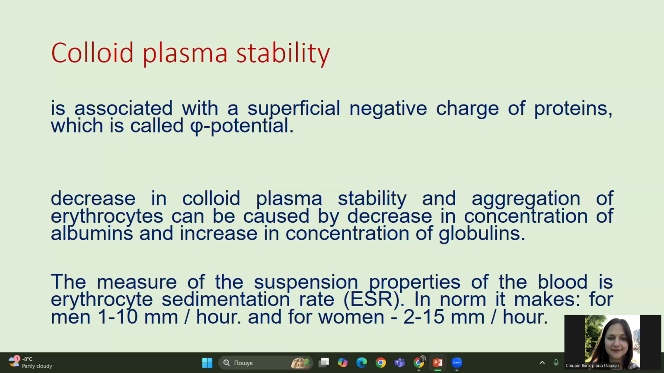And due to direct influence of the albumins and globulins on the colloid plasma stability, changes in the relation between albumins and globulins means increase in the globulins. For example, in case of some inflammation process, there can be production of antibodies and increase in gamma globulins level. So it will lead to increase in the erythrocyte sedimentation rate. The same with fibrinogen.